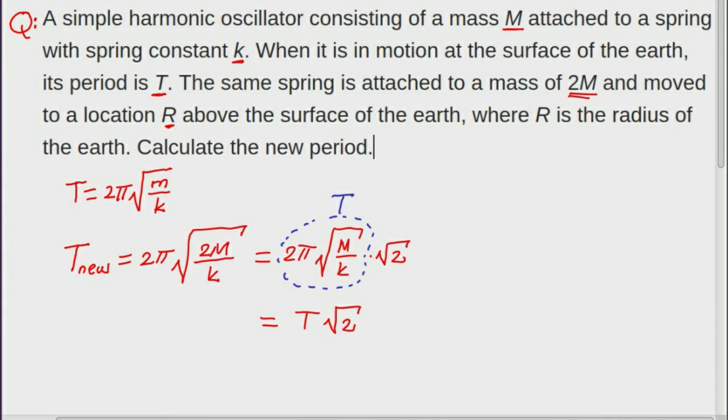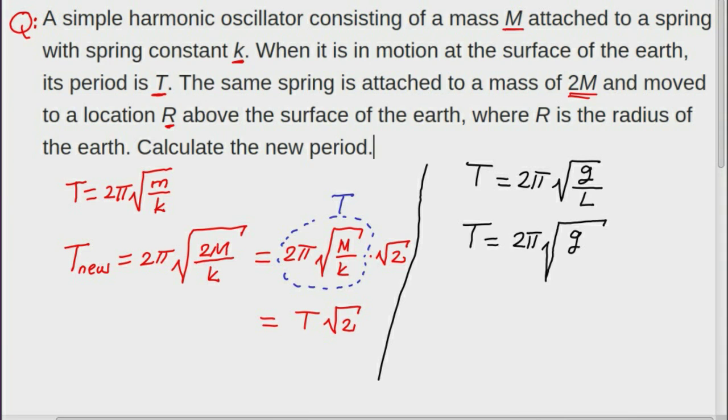Now, if the problem is not a mass spring system, but instead a pendulum problem, note that changing the location of the pendulum does affect the period of its oscillation. The period equation for a pendulum system, T equals 2 pi square root of l over g. The new period, T equals 2 pi square root of l over g new.